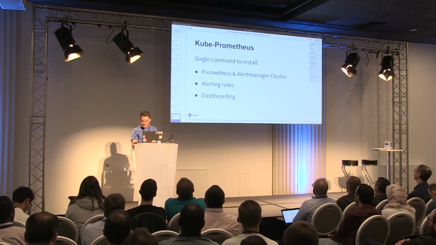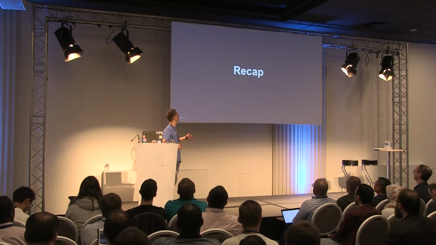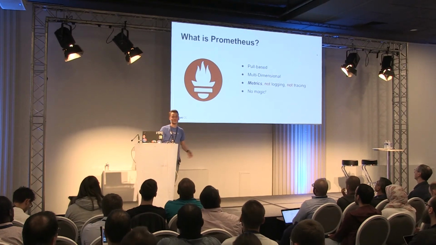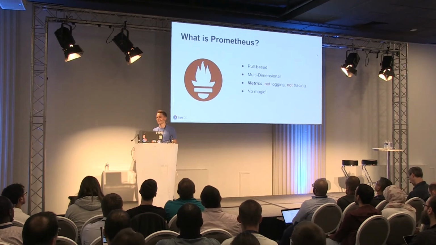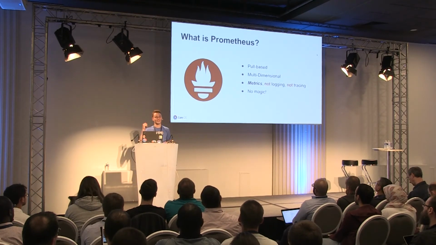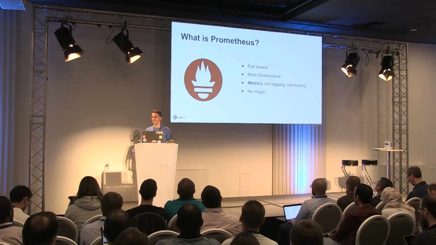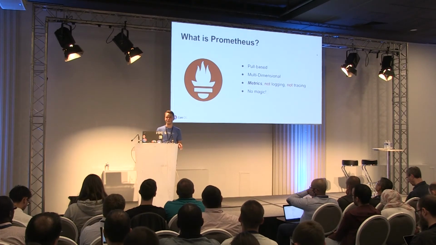Let me go back into the presentation here. So we got Prometheus, we got our demo. Let's do a really quick recap. What is Prometheus? Prometheus is a pull-based monitoring system. It follows the Church of Pull. It has a multi-dimensional data model underneath. It's structured. It is used to collect metrics. It's not about logging. It's not about tracing. And it's definitely no magic here.